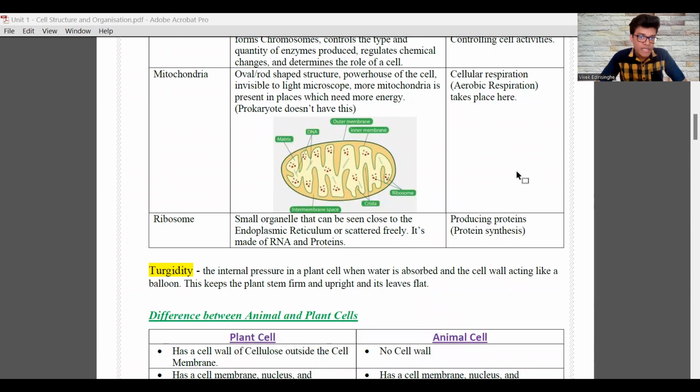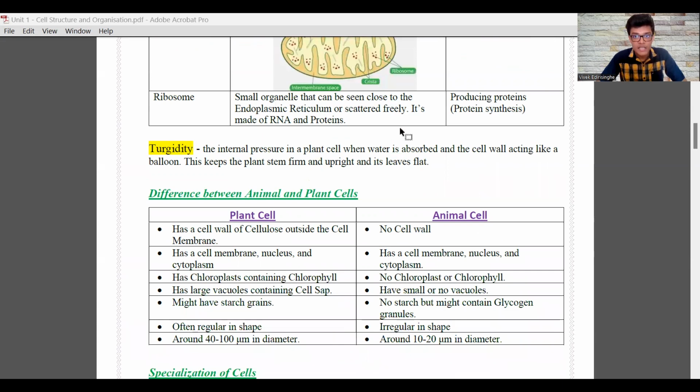The diagram here is given to have a brief understanding about the parts, so that just in case a question comes, you have an overall idea that these are the parts in a mitochondria. Ribosomes are small organelles that are seen close to the endoplasmic reticulum or scattered freely, made of RNA and proteins. The main function of ribosomes is to produce proteins, or protein synthesis.